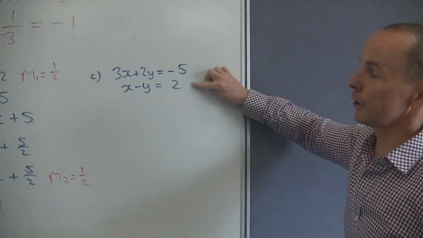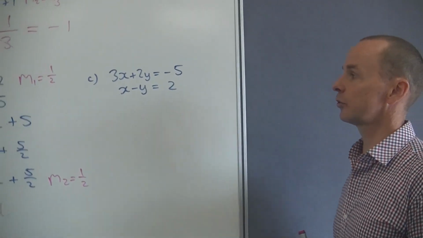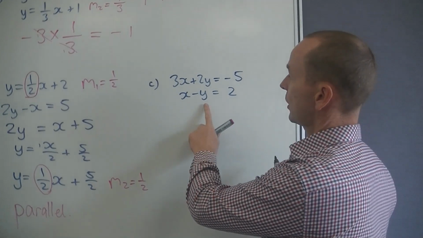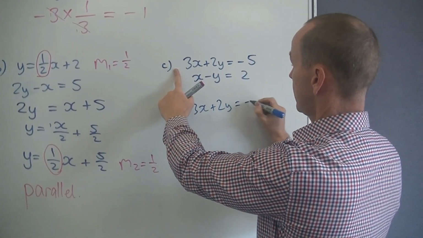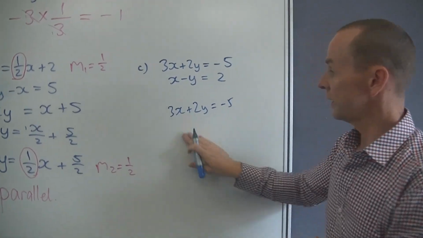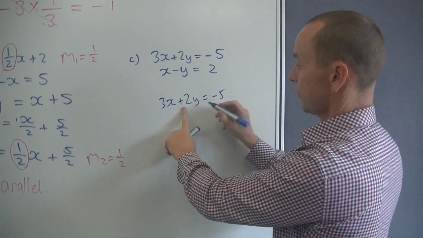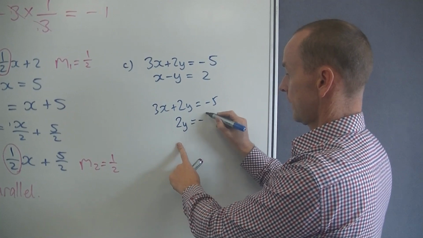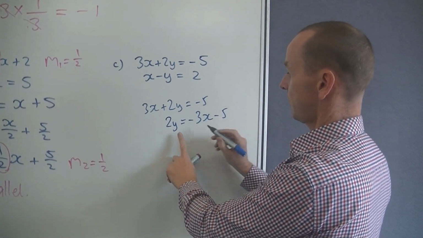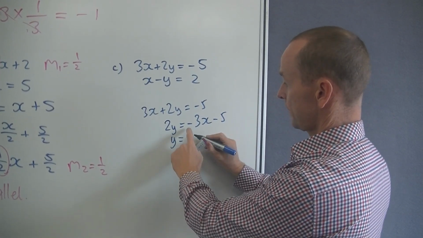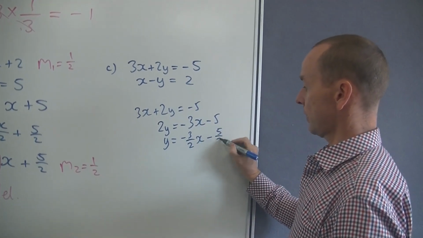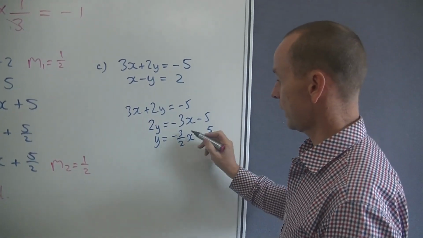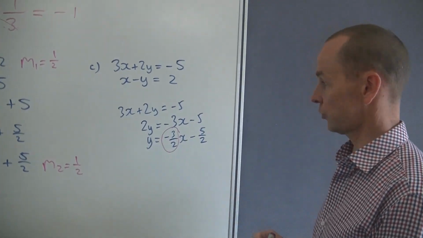The last one, they're both not in the right format, so we're going to have to do a little bit of work here. So let's do the first one. 3x plus 2y equals -5. I'll do this a little bit quickly, it's year 8 maths. So minus 3x to both sides, minus 3x minus 5. Divide everything by 2, and we get minus 3 over 2 x minus 5 over 2. So we can see what our gradient is right there. It's minus 3 over 2.